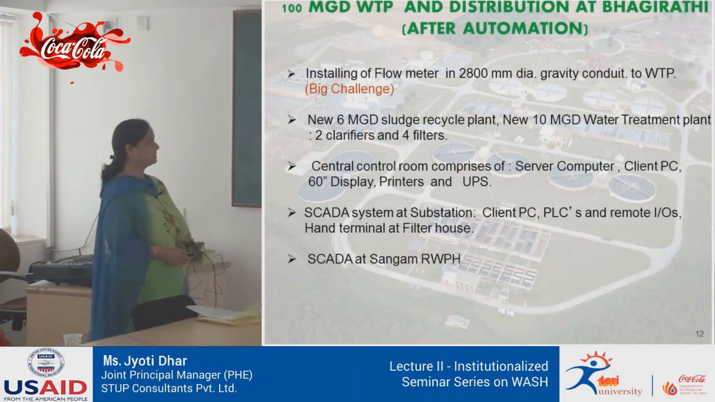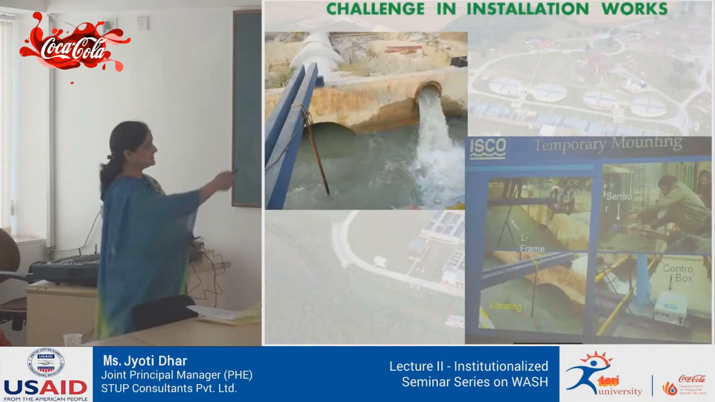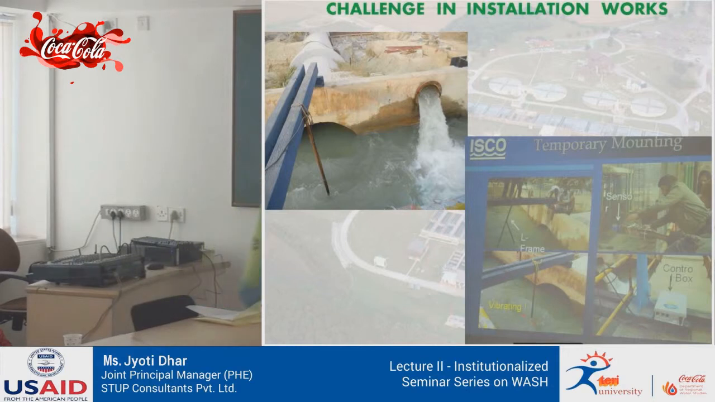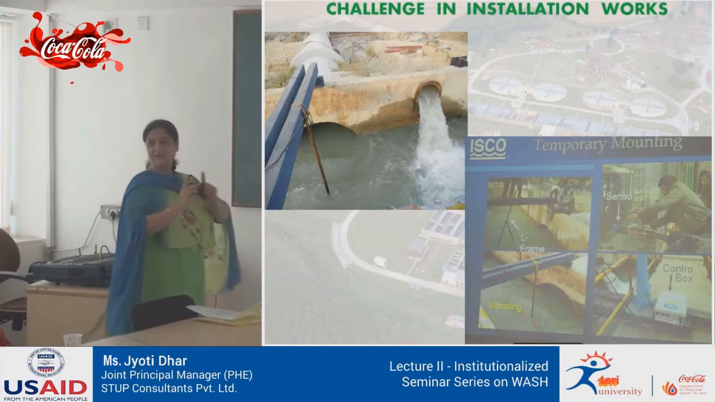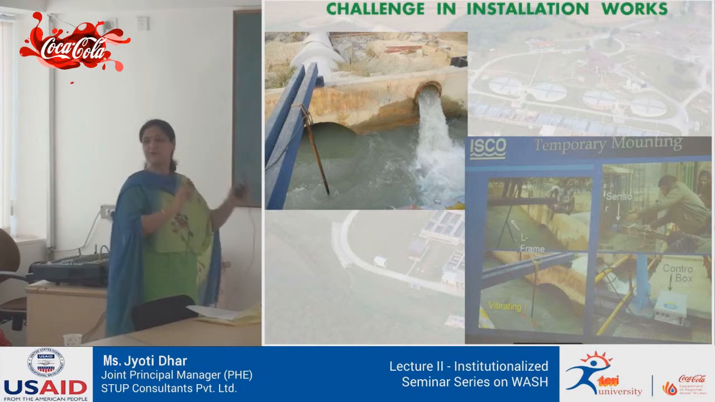And then you have a central control room which comprises the server computers, client PCs, displays, printers and UPS. These are the major components of the SCADA system. And you had a SCADA at the Sangam raw water pump house also. So all the data of the pump houses comes in. You can see that this was a pipeline and we had to install a flow meter here. It was a 2.8 meter pipeline, it was running, and DJB was not giving us a shutdown period. They said that you have to install a flow meter and get the flow data.